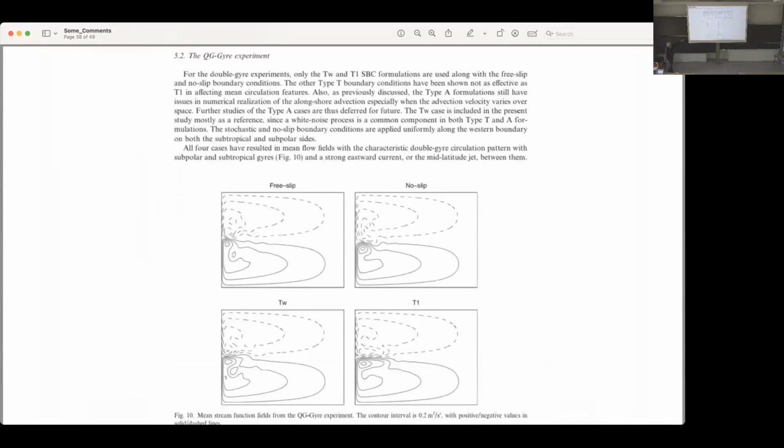We did the classic double gyre, and shown here is the mean stream function for 4 cases: free slip, no slip, the white noise case, which again looks somewhat similar to the free slip condition, and then the T1 condition. The thing to point out with T1 is that our jet penetrates much further into the interior, and it's a much more energetic jet.